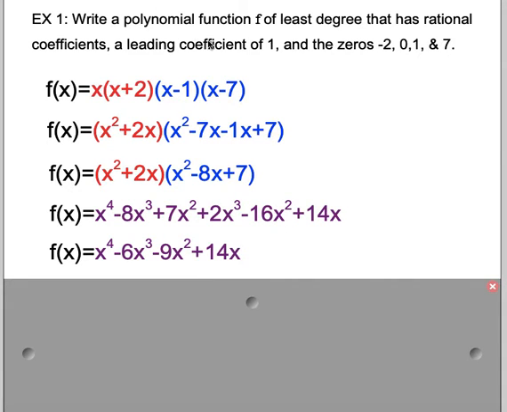Now, if it said it wanted a leading coefficient of 2, then all I would do is take this answer and multiply by 2. It would still give me the same exact zeros, but all the ones we're going to do are going to have a leading coefficient of 1.